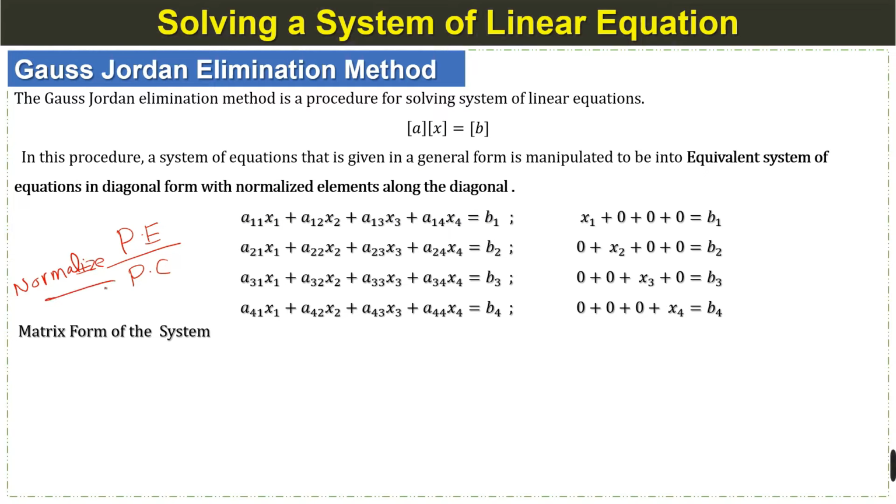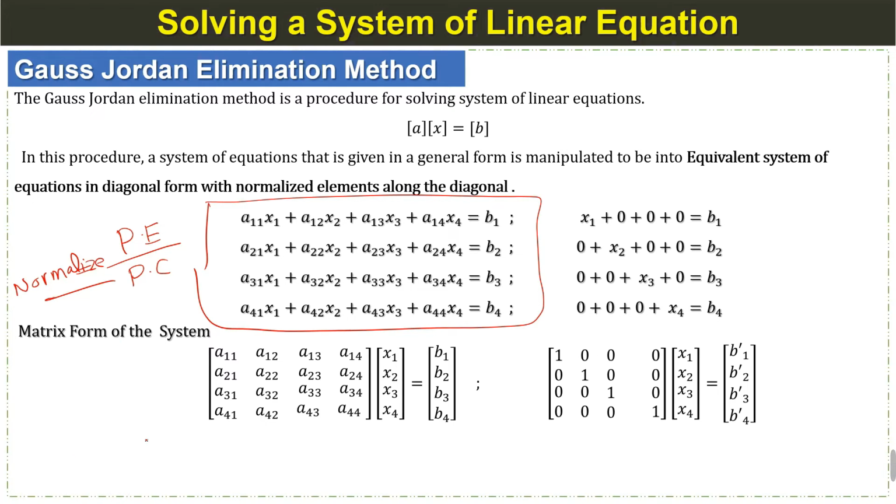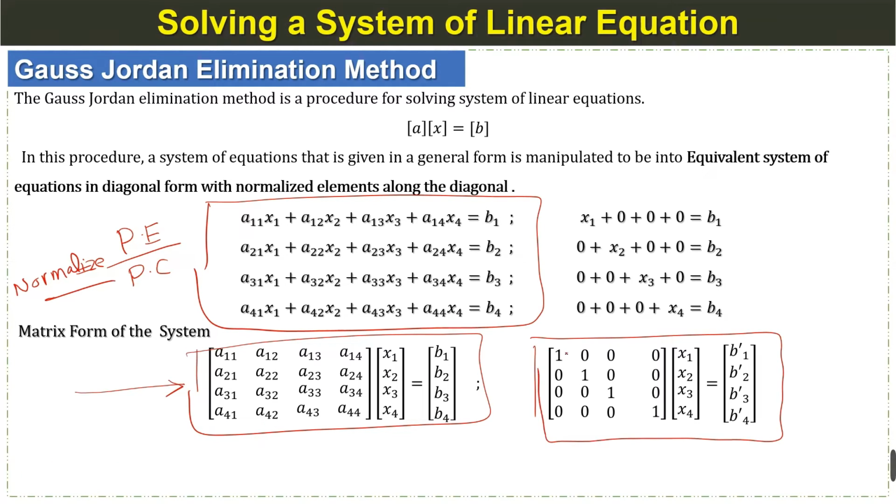Okay, so we can write the system of linear equations in matrix form. This is the matrix form of the system of equations, and when we apply the Gauss Jordan elimination method on this matrix, we get the equivalent form of this matrix, and here the pivot coefficients or the diagonal entries all are equal to 1, and the newly obtained vector b dash is the solution of the system of linear equations x1, x2, x3, and x4.